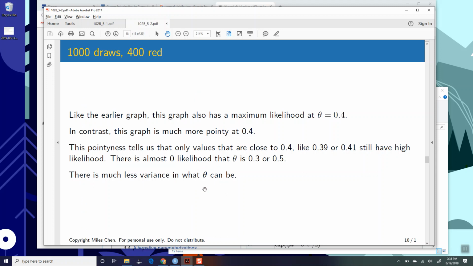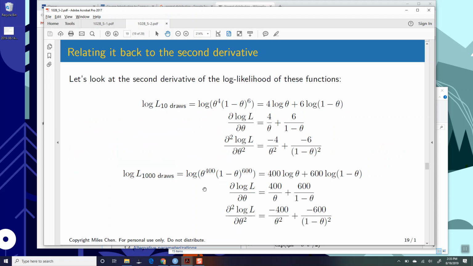All right, so how is this going to be reflected when we look at the Hessian, or if we look at the second derivative of these things? Because it's unidimensional, we look at the second derivative. Here, with only 10 draws, our likelihood function looks like this, our log likelihood function looks like this, and the second derivative will look like this. For 1,000 draws, it's basically the same math, but 100 times greater than what we have here.